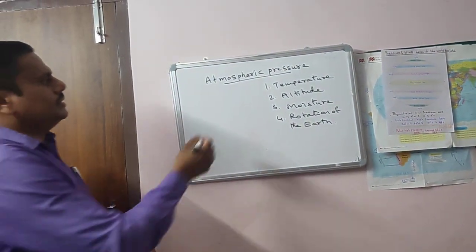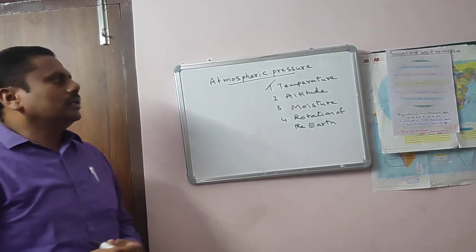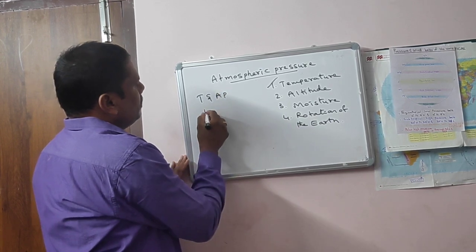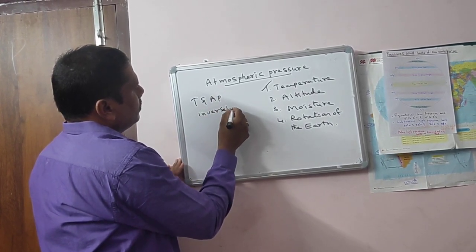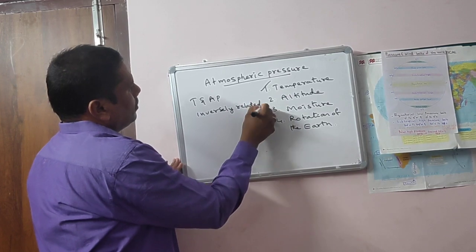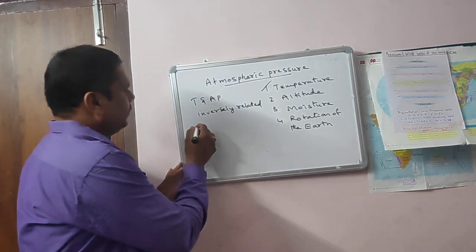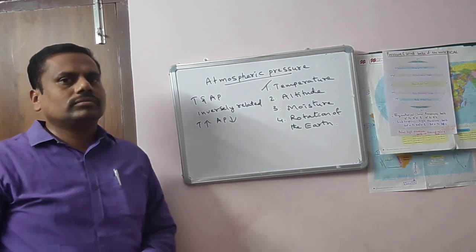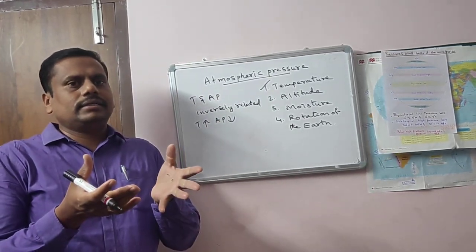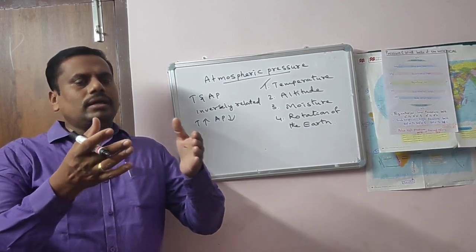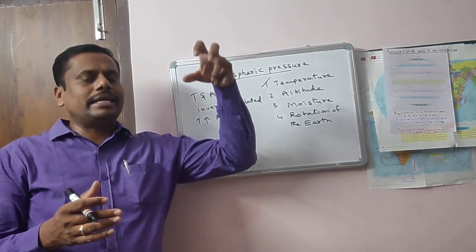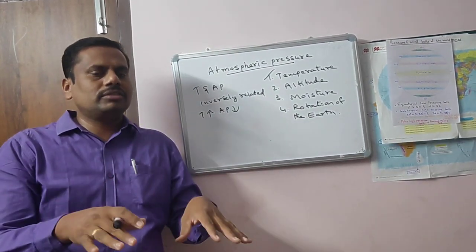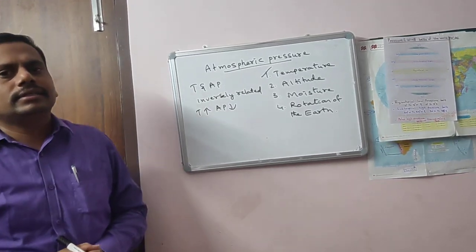The first important one, temperature. Generally, temperature and atmospheric pressure are inversely related. When the temperatures are high, the atmospheric pressure is low. When the temperature increases, the air becomes lighter and moves up. The air has no capacity to exert more pressure, so automatically the atmospheric pressure decreases. Try to understand.